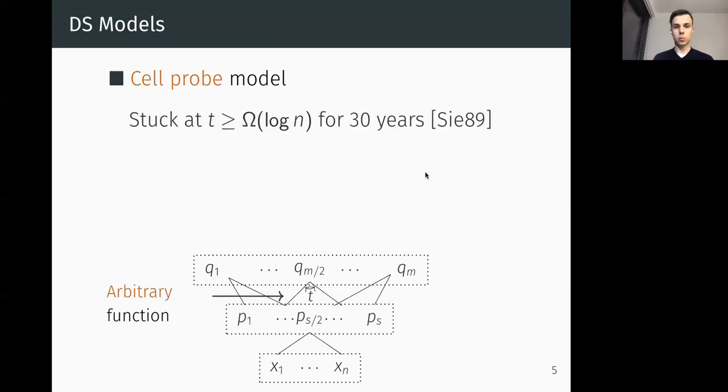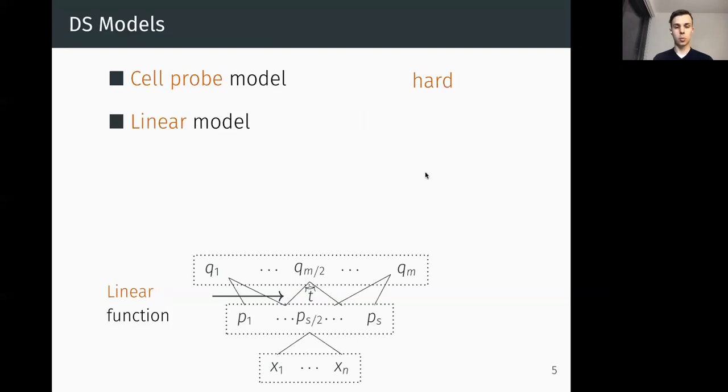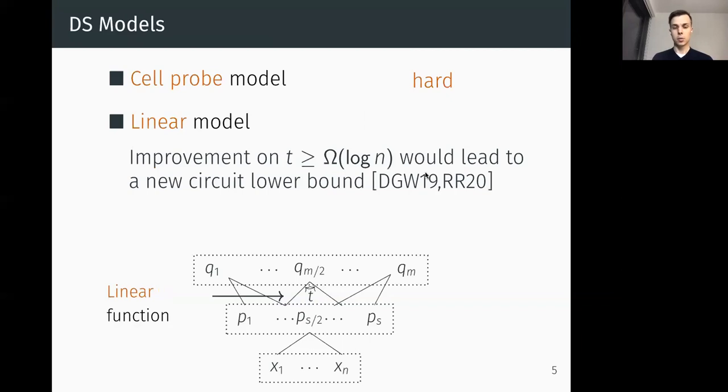There are more restrictive models, such as the linear model, where we allow the query result to be a linear function of the memory cells. Again, to answer each query, only T memory cells can be accessed, but the function now is required to be a linear function of those inputs. And it has been recently shown that improvements on logarithmic lower bounds in this model would lead to new circuit lower bounds. So it is also probably a hard problem.